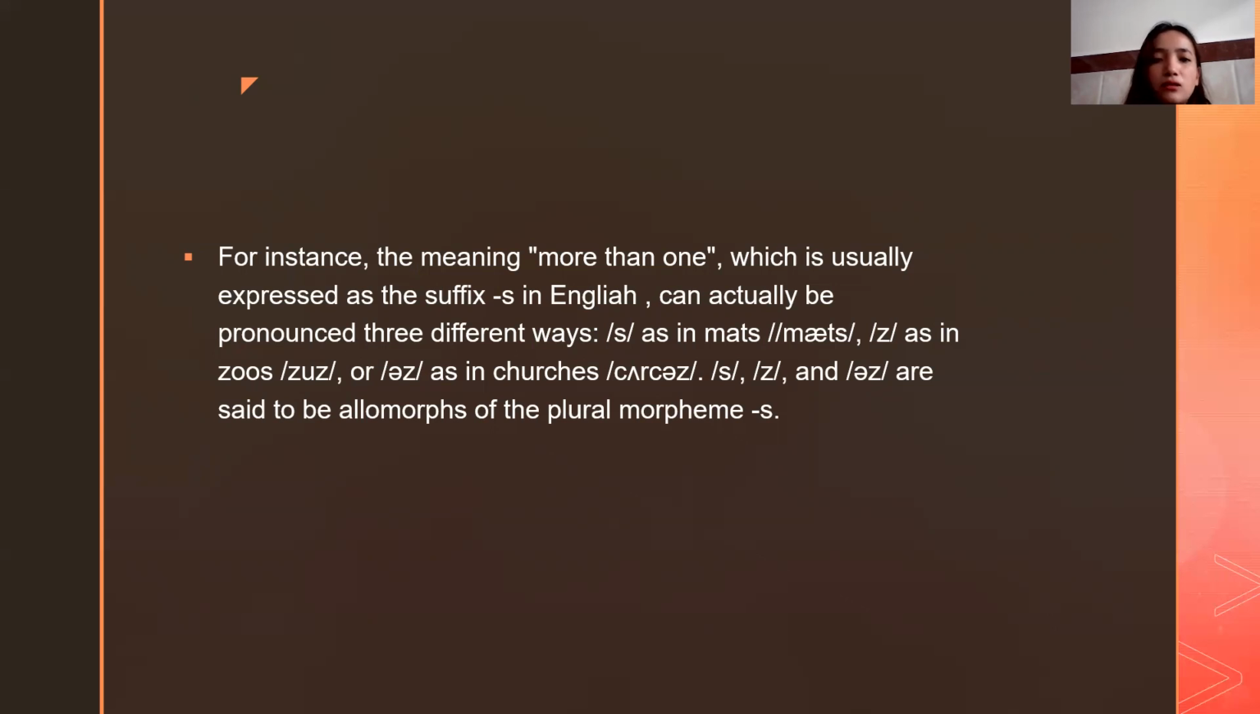So the meaning of s is more than one. It can be s like math, or z like Zeus, or es like churches. So it has the plural morpheme s. So it's called allomorph.